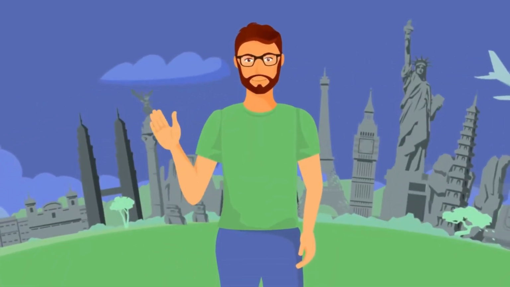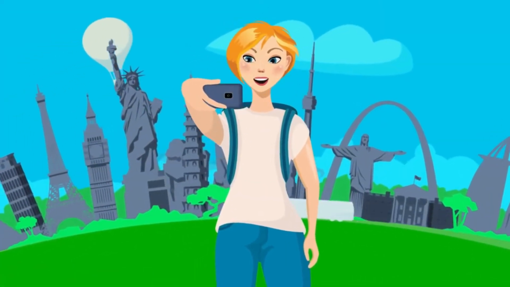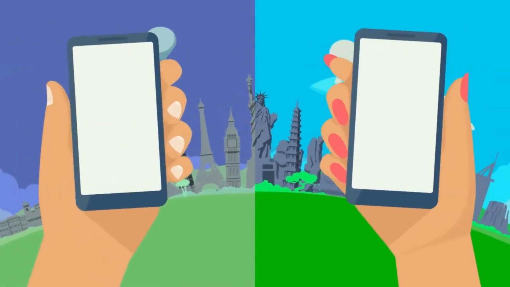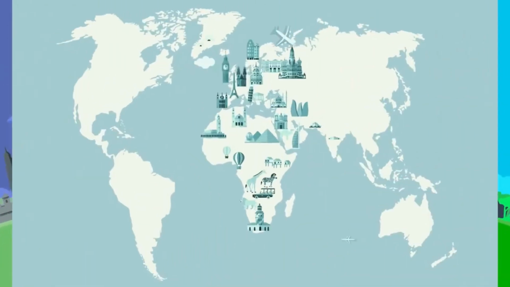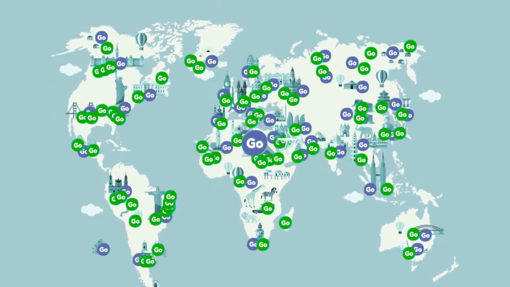This is Michael. He's a professional tour guide. And this is Jane. She loves traveling. Both of them are using Guidoo, a mobile platform for tourism which instantly connects tourists and guides from all over the world in real time.